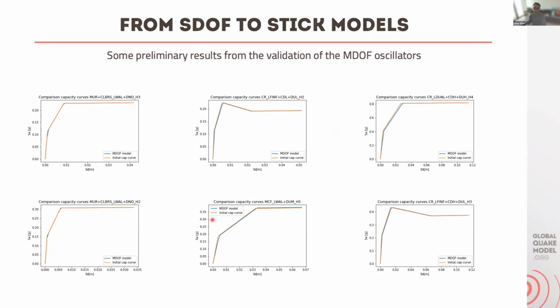You have the initial capacity curve, so basically the one that we obtain if we do a pushover curve with the single degree of freedom system. And then in blue, we have the capacity curve that was obtained by doing the equivalent pushover curve on the stick model, on the multi-degree of freedom model. So far, the comparison has been quite good.